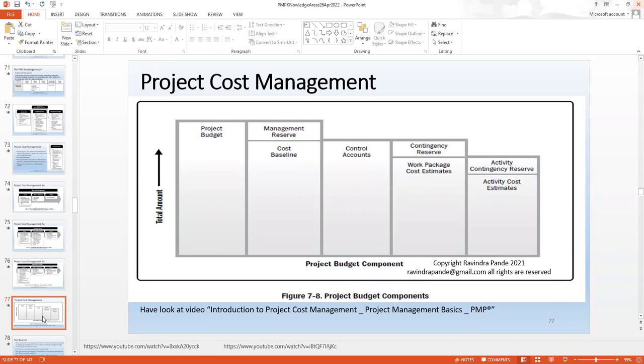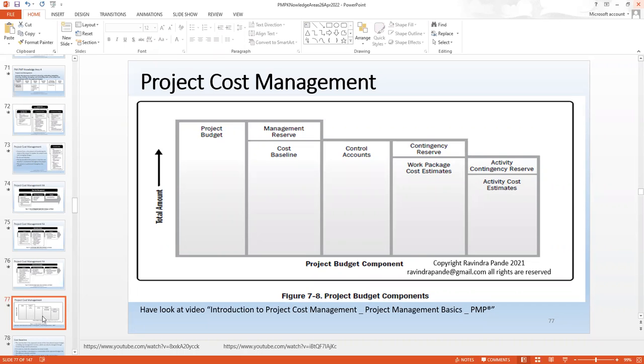Now let's understand contingency reserve. Normally, contingency reserve is something from 15% to 20%, and in some organizations it can be 30% as well. And the work package or cost estimates are the estimates where we work in terms of the management thought process. Whenever you look at the total project cost as a project manager, this is the work package cost estimate you are looking at.